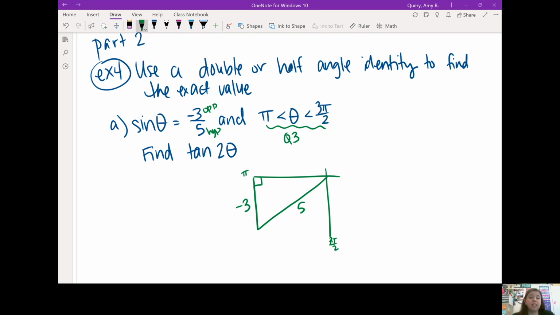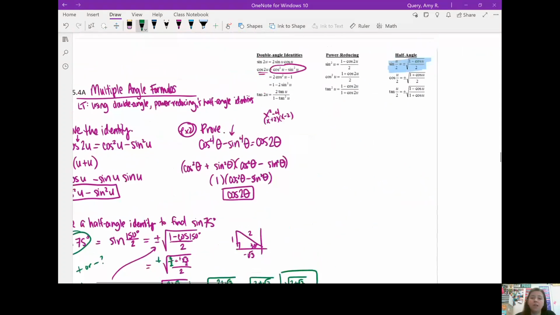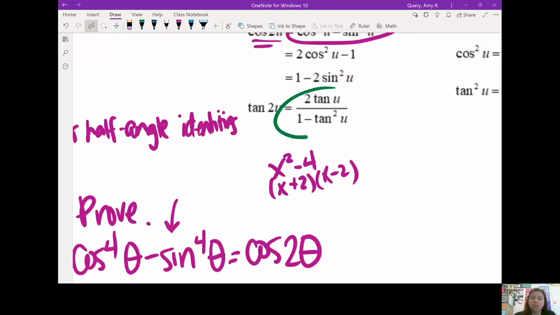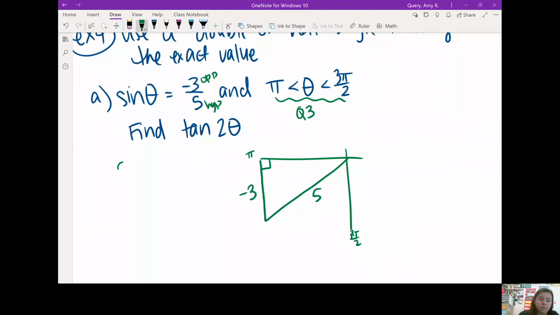Okay, so then it says that we need to find the tangent of 2 theta. So we're going to need the double angle identity for tangent, which is this, 2 tan u over 1 minus tangent squared u. And of course, I used theta instead of u because this problem uses theta. Okay, so we are going to plug into this formula that I just wrote here in green. We're going to figure out what the tangent of this particular theta is.